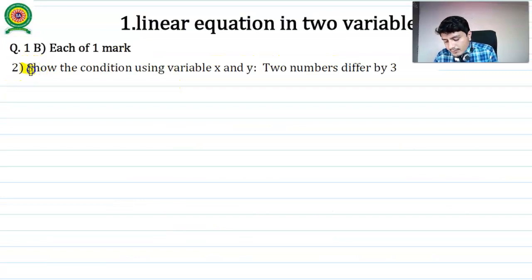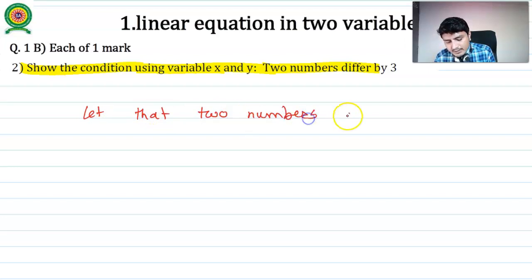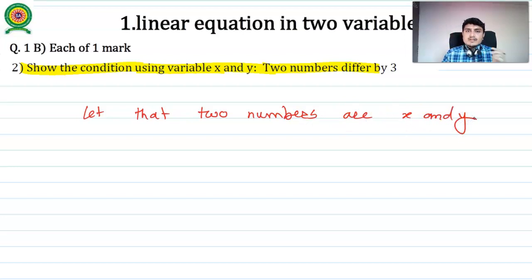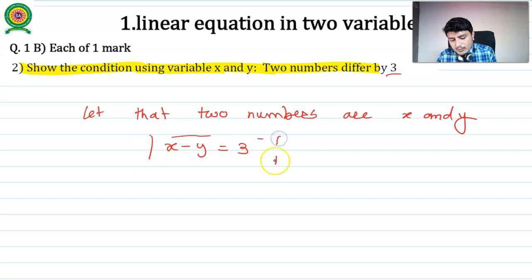Look at the next question. The second question: show the condition using variables x and y, two numbers differ by 3. That means the difference between the two numbers is 3. So let us assume that the two numbers are x and y. The difference between those two numbers is 3. They differ by 3. That means we can write the condition now: x minus y is equal to 3.